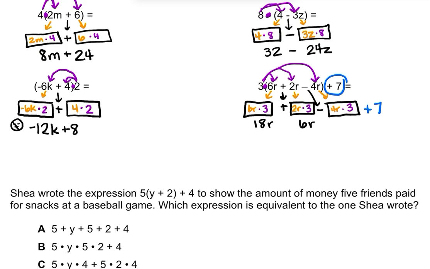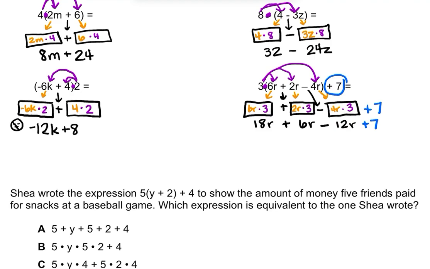4 times 3 is 12, so I have 12r, and then I can bring down my minus and my plus. And again, we have plus 7 at the back. Now, this is where it gets a little different. These all have an R. All of these have an R. So that means we can actually put those together since they all have the same letter.